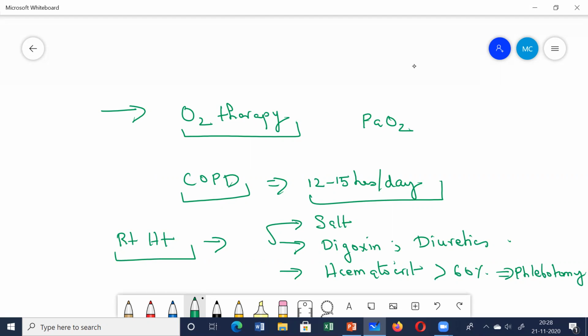This is done if the hematocrit is high. What else will you do? You can also give vasodilators to reduce afterload. This is beneficial, but only for a short period. They lack effectiveness long term.